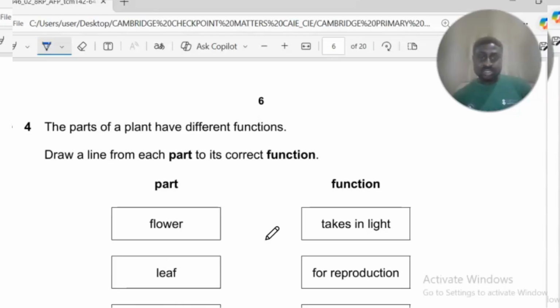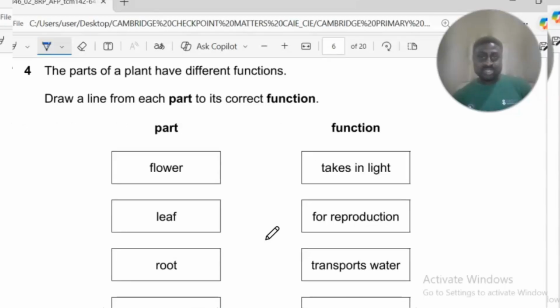Question 4 is in the biology strand of science. Question 4 says the parts of a plant have different functions. Of course, that fact has been established. Different parts make up a plant and they each carry out specific roles and functions in order to keep the plant alive. Now, draw a line from each part to its correct function. So this is to test your matching skills and how you can give descriptions for each part or component of the body of plants being a living thing.